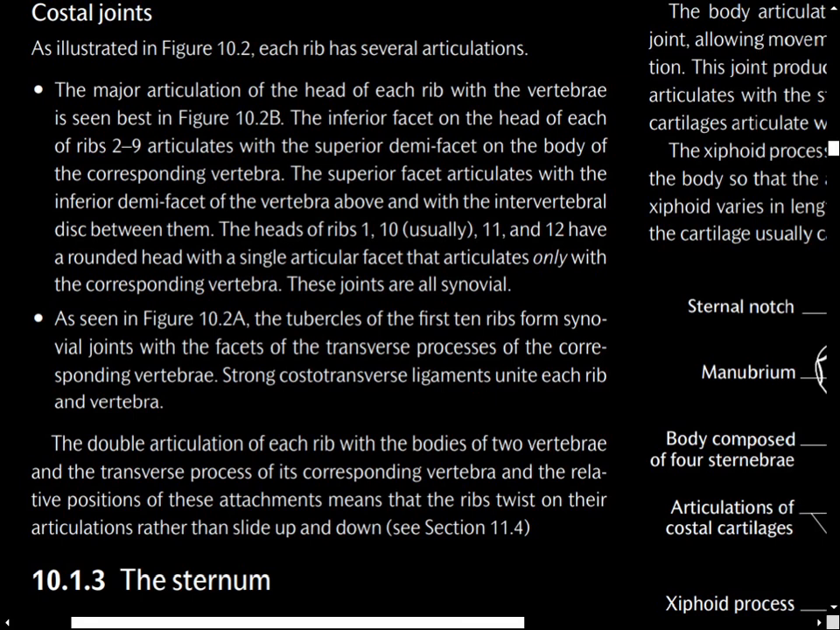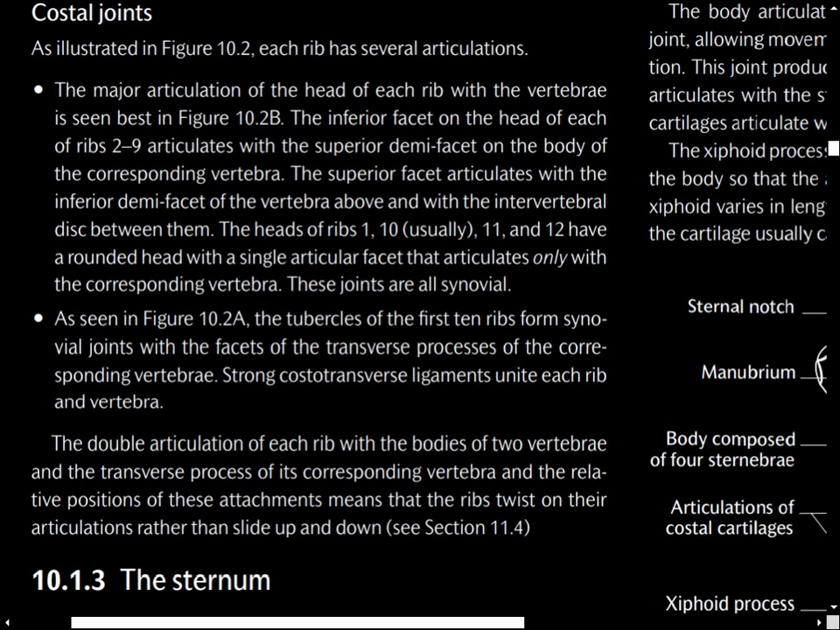The heads of ribs 1, 10, usually 11, and 12 have a rounded head with a single articular facet that articulates only with the corresponding vertebra. These joints are all synovial. As seen, the tubercles of the first 10 ribs form synovial joints with the facet of the transverse process of the corresponding vertebra. Strong costotransverse ligaments unite each rib and vertebra.